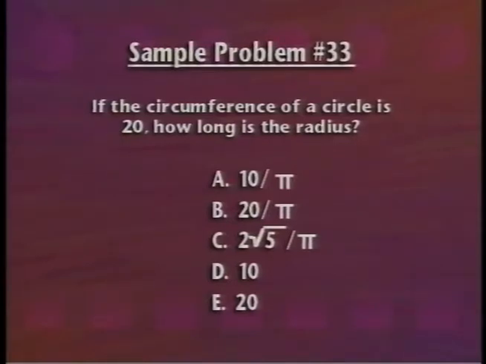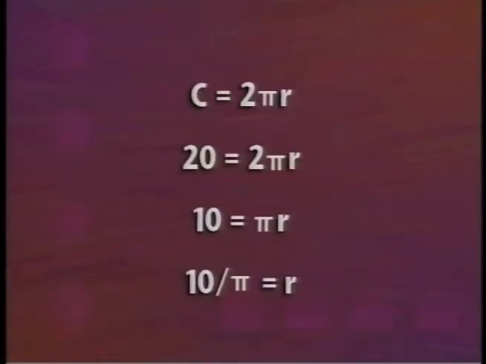Let's use the formula for the circumference expressed in terms of the radius. C equals 2 pi r. Substituting in, 20 equals 2 pi r. Dividing both sides by 2, 10 equals pi r. And dividing both sides by pi, the radius equals 10 divided by pi. Answer A.